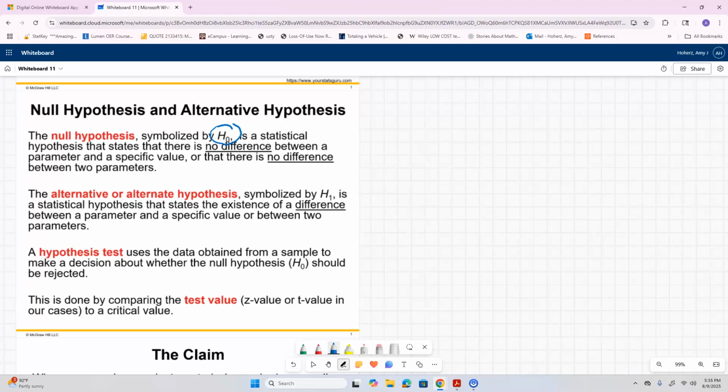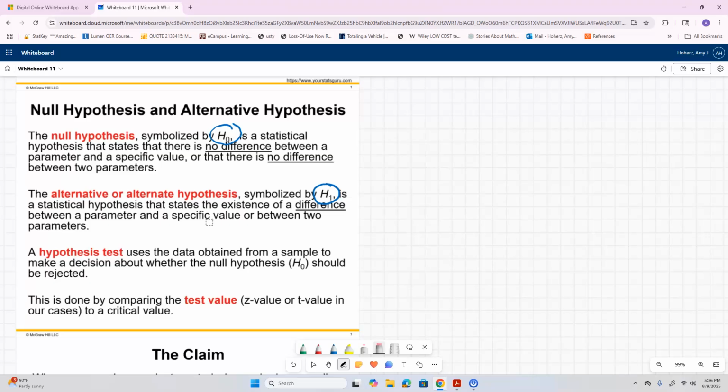An alternative or an alternate hypothesis is symbolized by H sub 1 in our book. Some other resources, you'll see the alternative hypothesis with an A. So they'll think of it as O and A, like null or original, and then alternative. But our book uses H sub 1, so we won't worry about the H sub A. But if you ever see that, H sub A is the same thing. So alternative hypothesis is H sub 1.